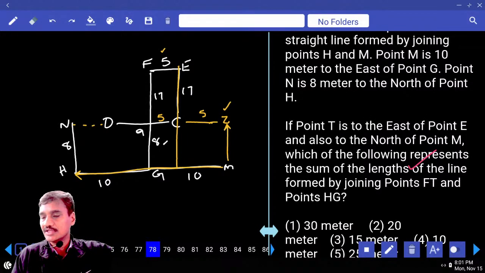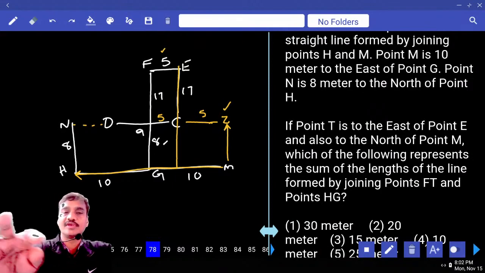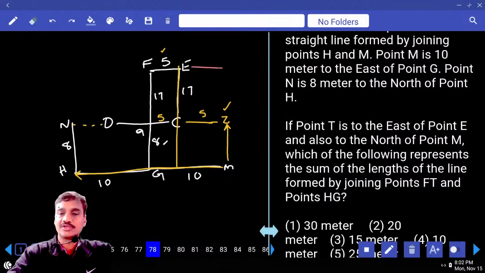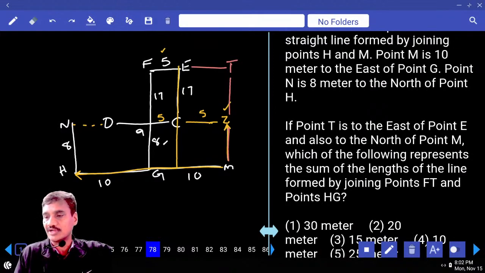Then 78. If point T is to the east of E and also to the north of M. Now T is to the east of E and north of M, that means M, Z and T are in the vertical straight line. M and T are in the vertical straight line.